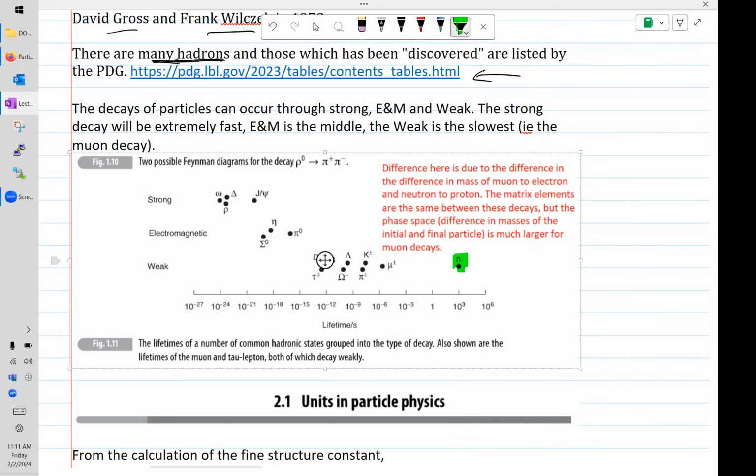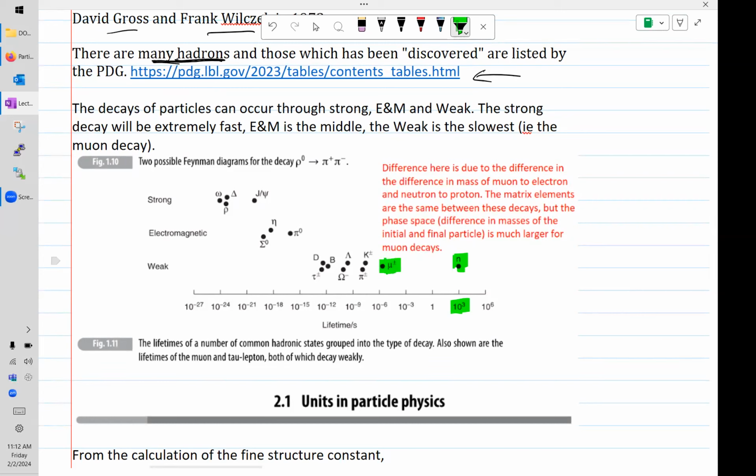Okay, a neutron has a very long lifetime. 1,000 seconds, about 15 minutes. But a neutron is actually not a stable particle outside a nucleus. If I pluck a little neutron out and put it in this room, it'll decay on average in about 15 minutes. The muon we already talked about.